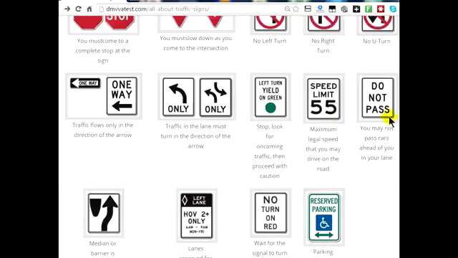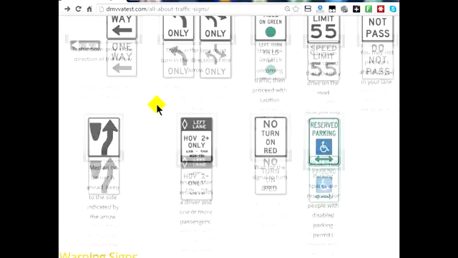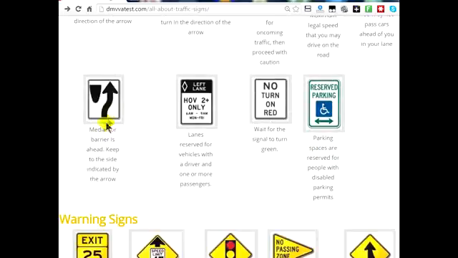This is a do not pass sign, and this means that you cannot pass any cars that are ahead of you in your lane. This is a median sign, and it tells you that you have to keep right of the median. Okay, so when you're entering a highway or you're entering a median, you have to stay to the right hand side.